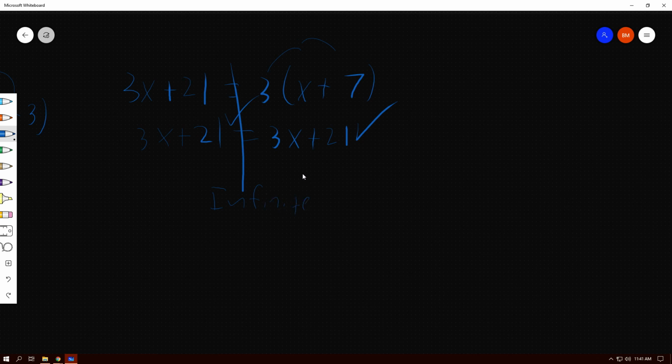So we've now done examples where we got one solution, x equals a single number. We did an example where we got no solutions because we got 5 equals 6, which isn't true. And then we have an example where we had infinite number of solutions. And that is when the left side is equal to the right side exactly. They're the exact same thing.